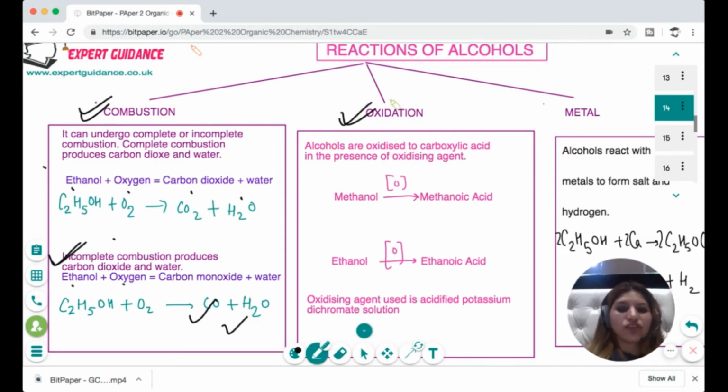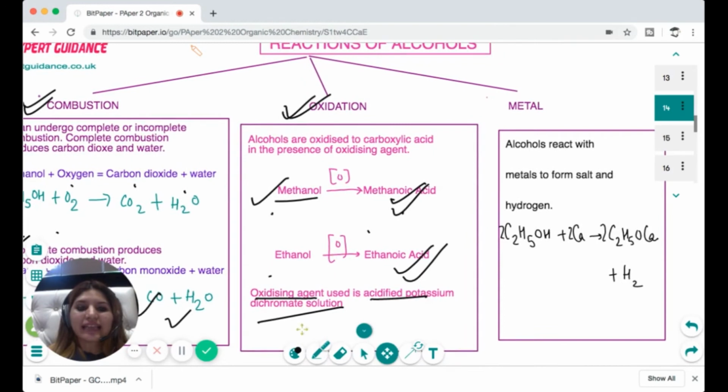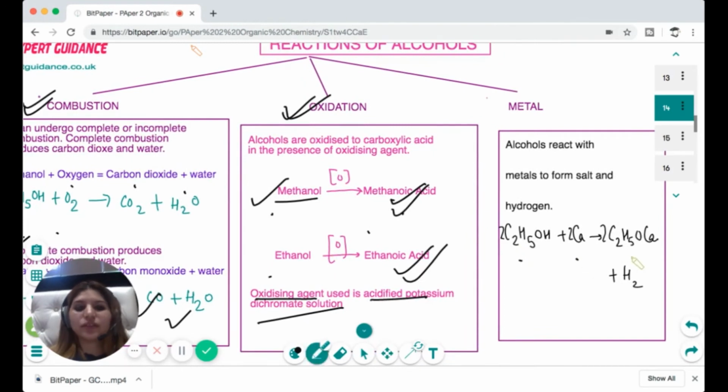Next is oxidation. When you oxidize an alcohol, it converts into the corresponding carboxylic acid. So methanol will convert into methanoic acid, ethanol will get converted into ethanoic acid, propanol will convert into propanoic acid. And for this, you require an oxidizing agent, which is generally potassium dichromate. And alcohols basically act like an acid. So alcohols react with metal to form a salt and hydrogen. So here we have ethanol with calcium and it forms calcium ethanoate plus hydrogen. Okay, so I hope all these reactions are clear to you.